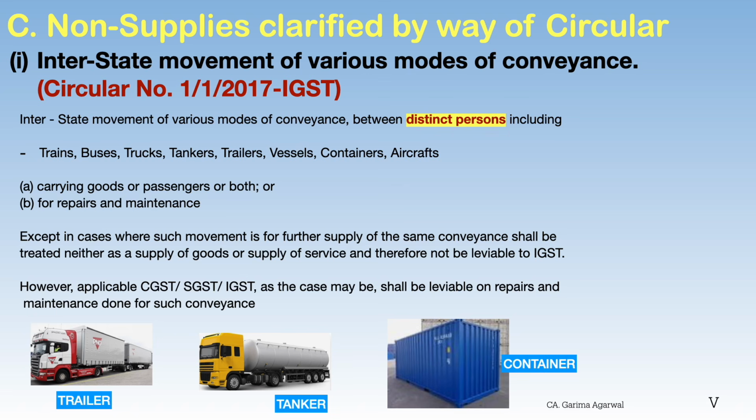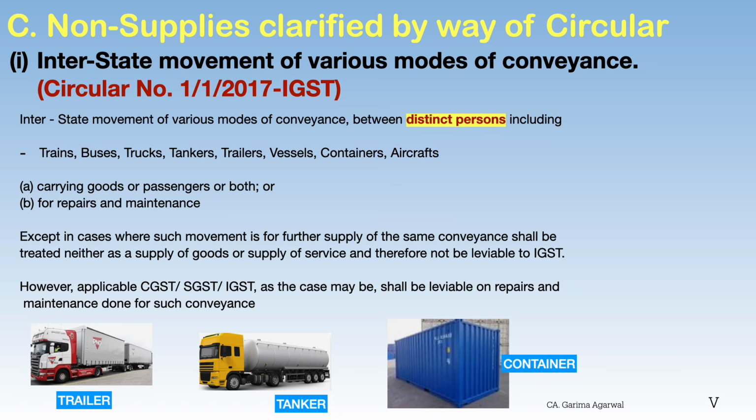Now you can apply the same logic to conveyances also, let's say trucks or buses. If finished goods are going from Delhi HO to the Mumbai branch in a truck, then even the truck movement should be considered a supply between distinct persons and IGST should be payable, right? But this circular says that, yes, they are distinct persons, but moving a conveyance between them is not a supply.